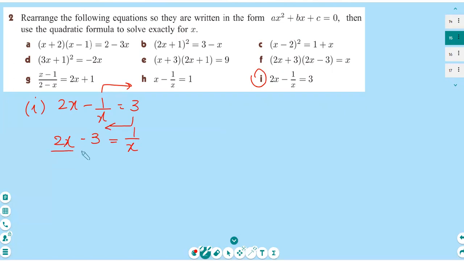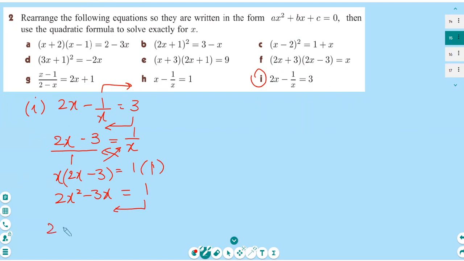Now we have a single fraction if we write 1 as a denominator of this whole thing. So we can do the cross multiplication like this. So x will be multiplied with the left hand side and 1 will multiply with the right hand side, right? So x into 2x gives you 2x square, and x into -3 gives you -3x, and 1 into 1 is 1. Now shifting this one as well, so this right hand side becomes 0. So we have 2x square minus 3x minus 1 equal to 0.